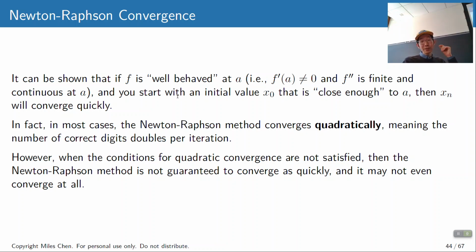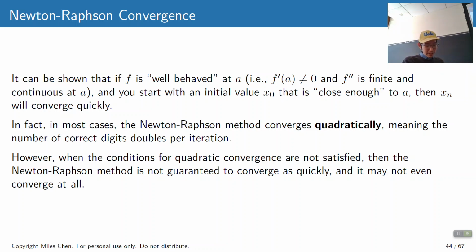So we say if f is well behaved, meaning the derivative at a isn't equal to 0 and the second derivative is finite and continuous, and your initial value is close enough to a, then it will converge quickly, okay? The Newton-Raphson method converges quadratically, which, don't worry about what that means, but basically it converges very quickly, all right? But it's not guaranteed to converge.